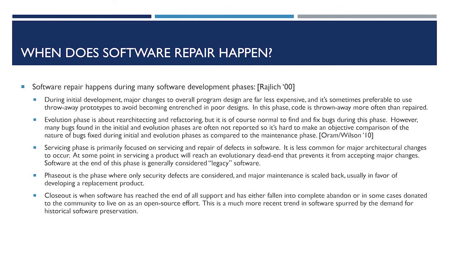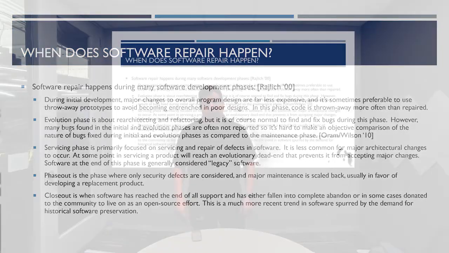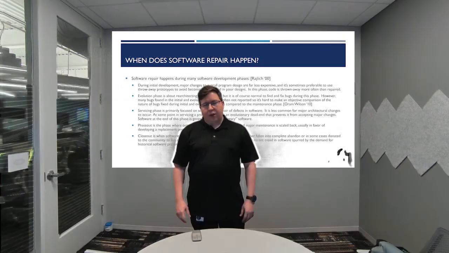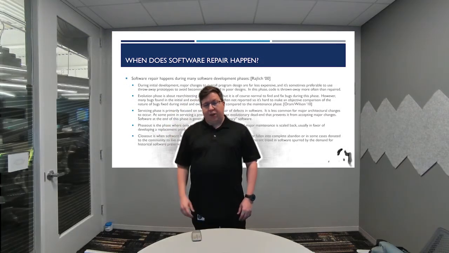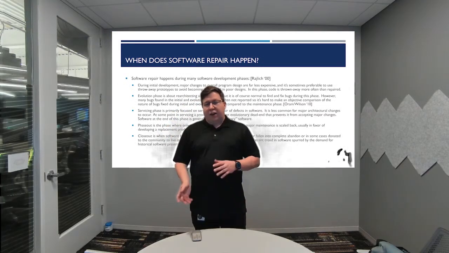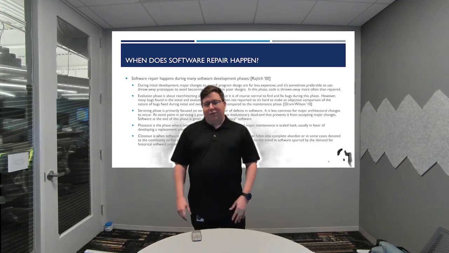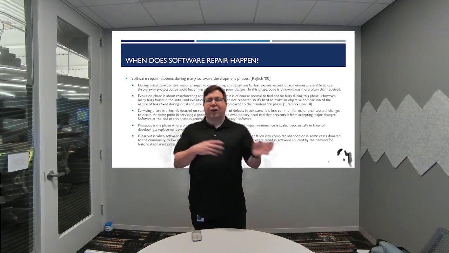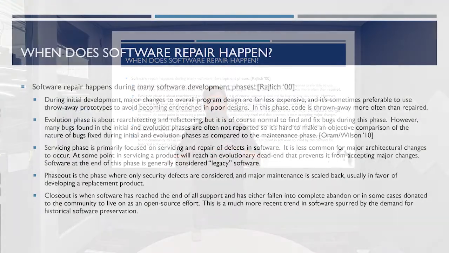When does software repair happen? Rylick defines many software development phases, and in each of the phases there's a different degree of repair that is required, if any. For example, during initial development, major changes are made to the overall design and they're far less expensive, and honestly, it's more likely to just throw out the whole thing and start over again than it is to fix up a little bug.